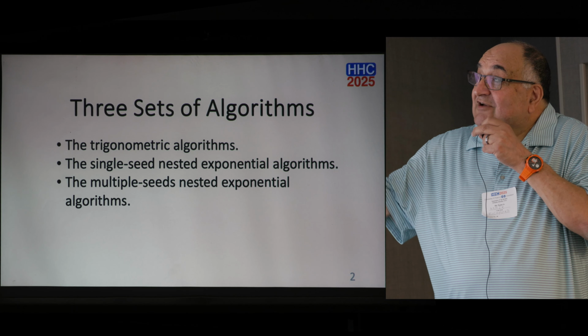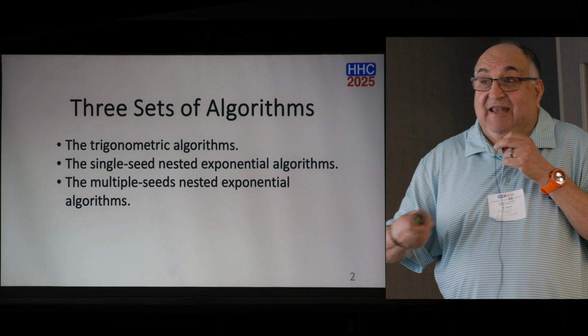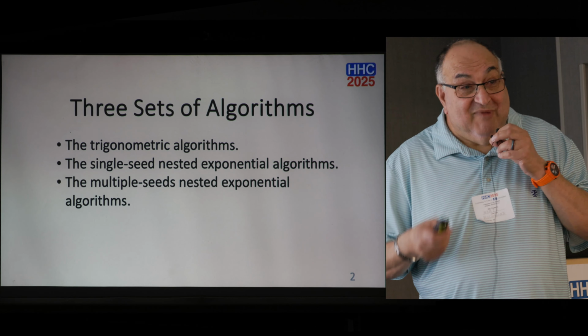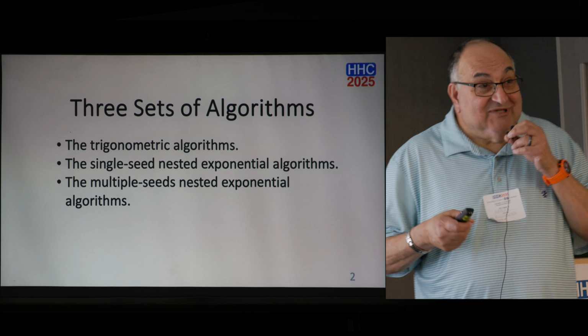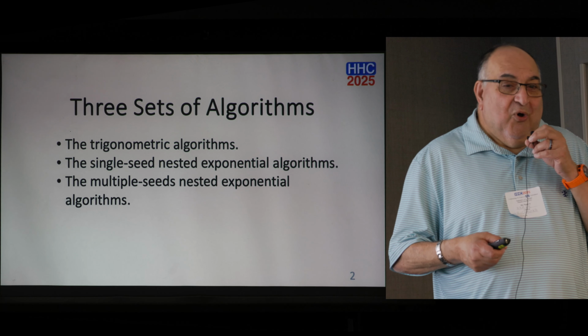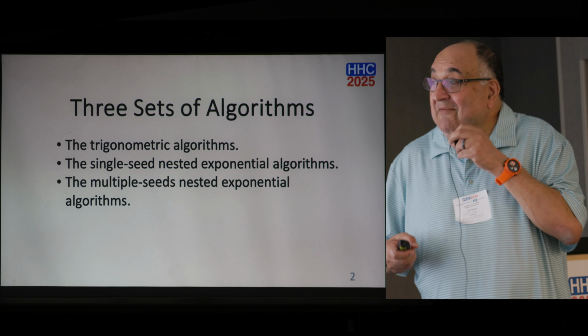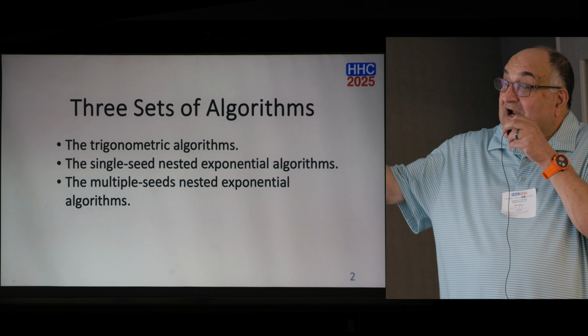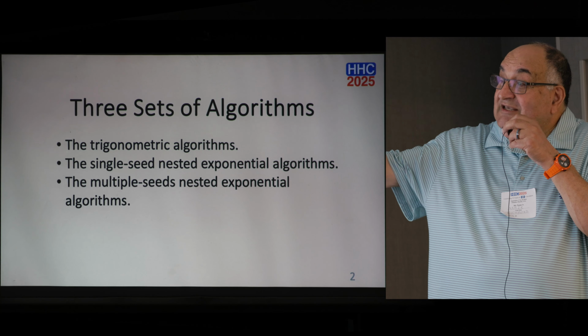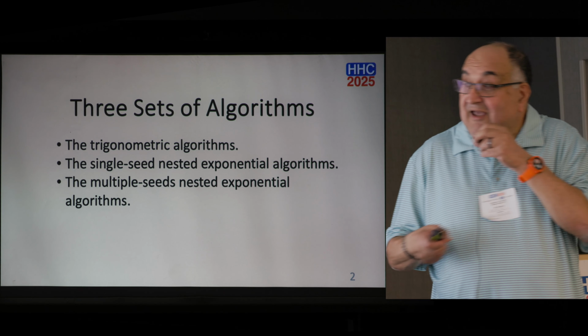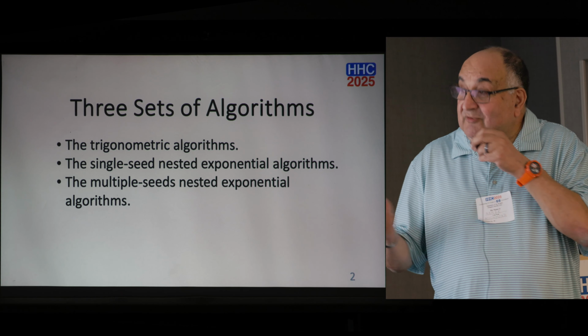I have 3 sets of new algorithms out of many algorithms that didn't make it. The first one is based on trigonometric algorithms, and I did it because the challenge was, oh, you can't do random numbers with sine, cosine. Really? Okay. And then the other 2 are similar. They're single and multiple seeds of nested exponential algorithms, and I'll show you what I mean.